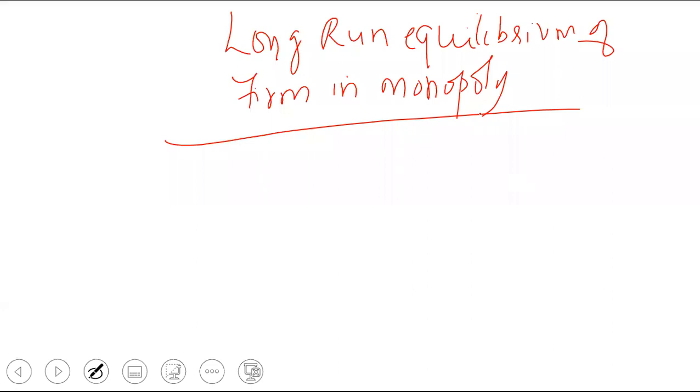In monopoly, even in the long run, the freedom of entry and exit does not exist. Exit, EXIT, does not exist, EXIST. Both are different. It means the monopoly firm will not give a chance of entry or exit even in the long run, since it is the single seller.